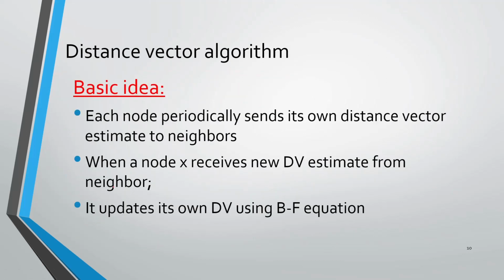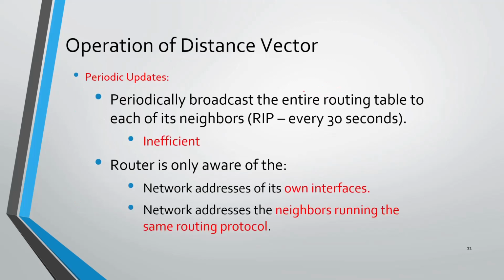So the basic idea is, as in the distance vector routing algorithm, each router depends totally on its neighbors to learn about the topology. Each node periodically sends its distance vector to its neighbors. The time is 30 seconds. After 30 seconds, I share my information with my directly connected neighbors. When any node or router receives this new distance vector, it estimates the cost for itself, and then it updates its routing table using the Bellman-Ford equation. So let's check how these things are done.